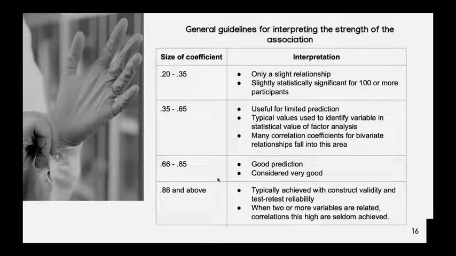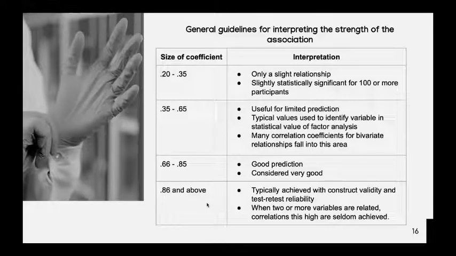Next, we have 0.66 to 0.85. When correlations fall into this range, there is a good prediction. A good prediction can result from one variable to the other. So coefficients in this range would be considered very good. And the last but not least is 0.86 and above.